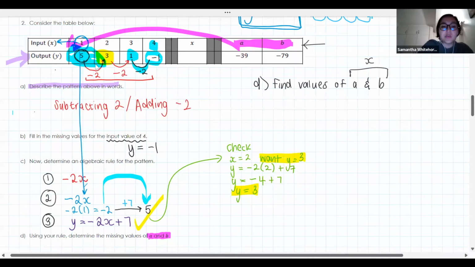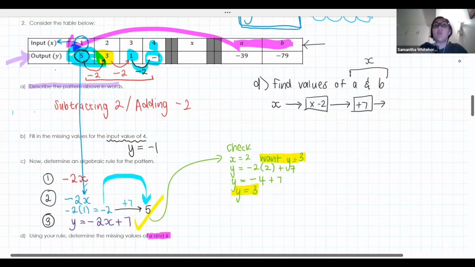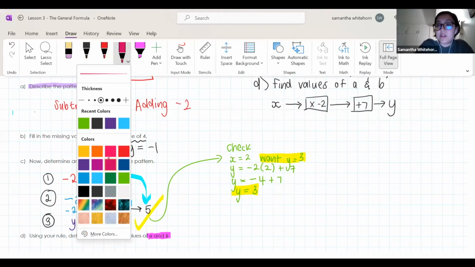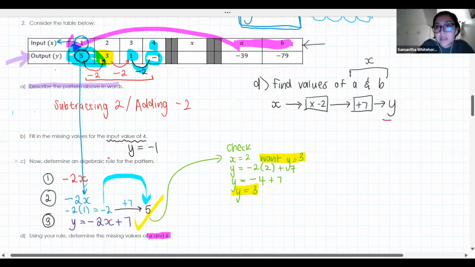Now, if you think of this rule like a flow diagram, remember, we start with an input, we put it into our rule. The first thing that we did was we times by -2. And then the next thing that we did was we added 7. And that gave us our output value. What I'm now doing is I'm giving you the output value. So I'm telling you that my output value is -39. We need to work backwards to work out what X is. So that's essentially what we want to do.